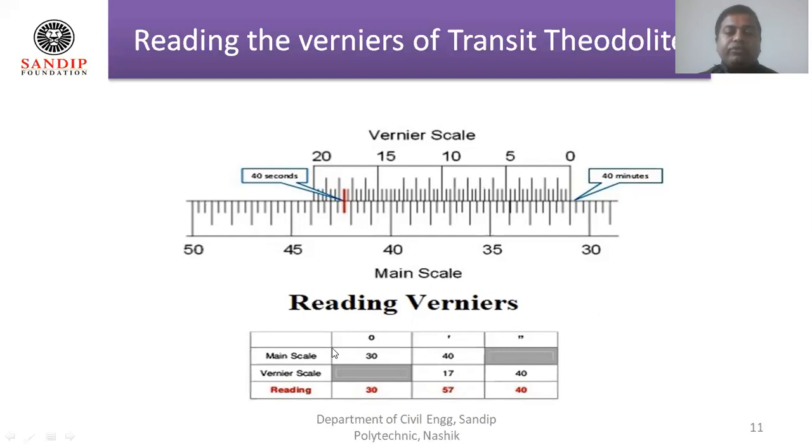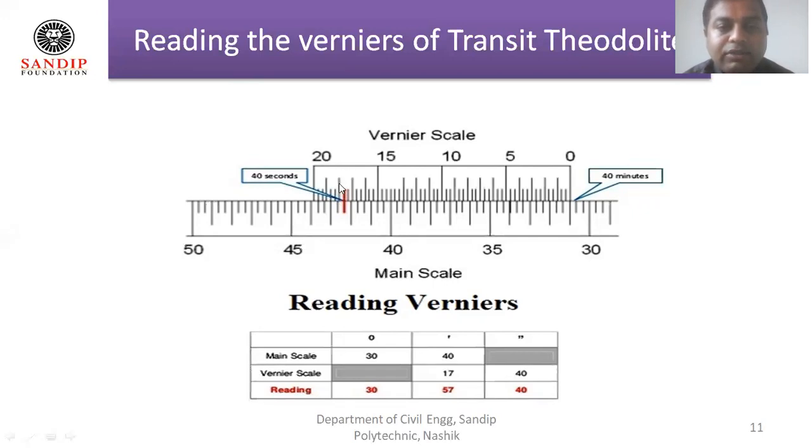Now here you can see this is the main scale reading that shows 30 degree 40 minute where 0 touches the main scale. Now this 0 is just ahead of this 40 minute. Then by how much amount it is ahead, that we have to see. For that purpose we have to check which line is exactly coinciding with main scale. So you can see this line is exactly coinciding with main scale. Now we have to measure the count of this line. So this is 15 minute, this is 16 minute, 17 minute. Now 17 minute and this is 18 minute.